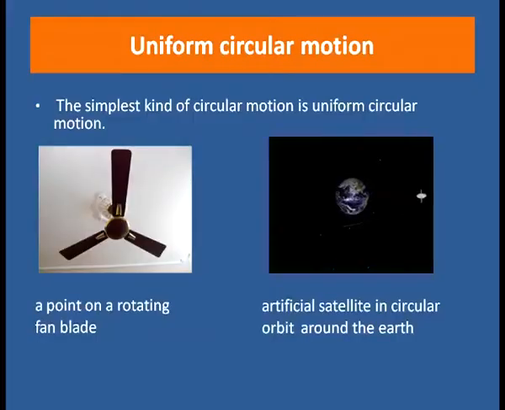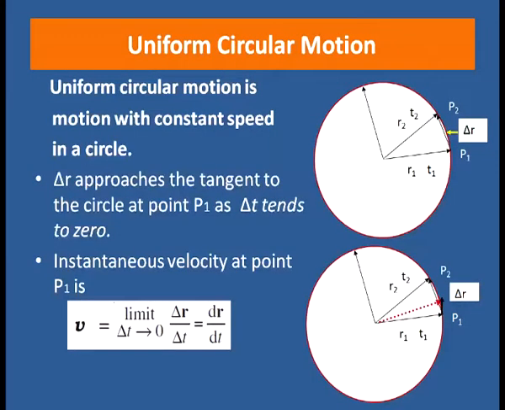Well, the simplest kind of circular motion is uniform circular motion. You might have seen a point on a rotating fan blade. This is an example of uniform circular motion. The motion of an artificial satellite in circular orbit around the earth is an example of uniform circular motion. Then what is uniform circular motion? Uniform circular motion is motion with constant speed in a circle.